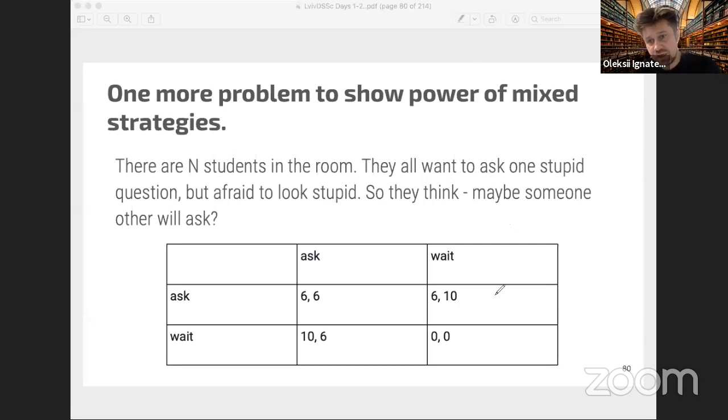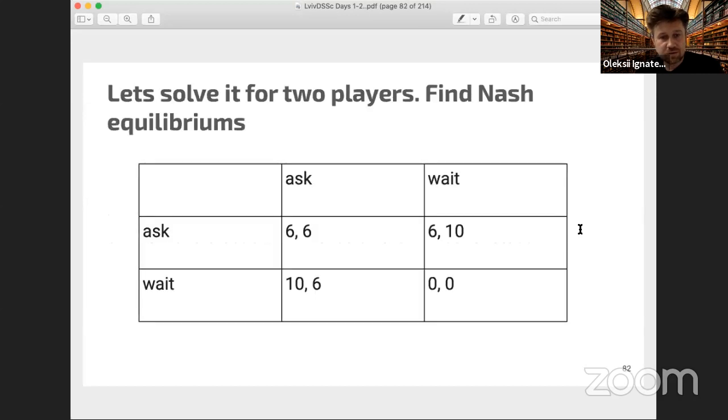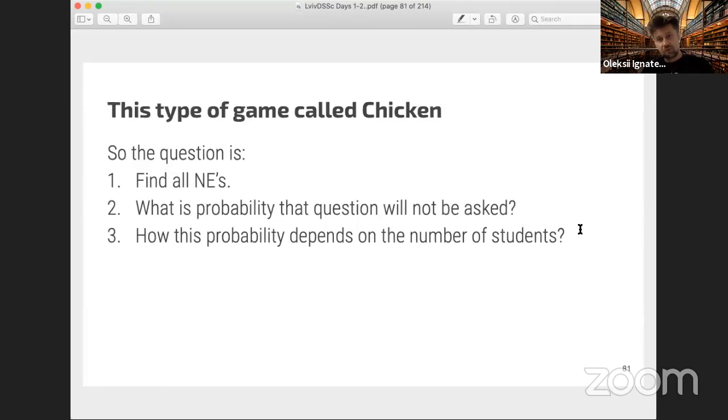So except for the pure Nash equilibria, here we have also a mixed Nash equilibrium. And this is where things start to be interesting. So my problem for you, if you want to try: if you have n students, what is the probability that the question will not be asked at all, and how does this probability depend on the number of students? Okay, so I will give you a sketch of the solution for 2 players, and you can try.